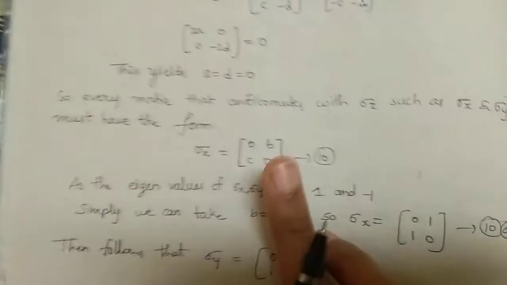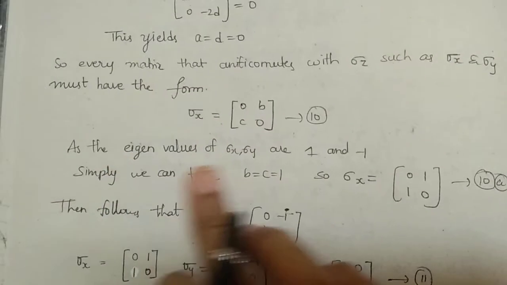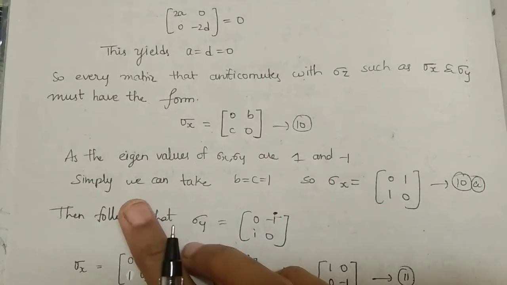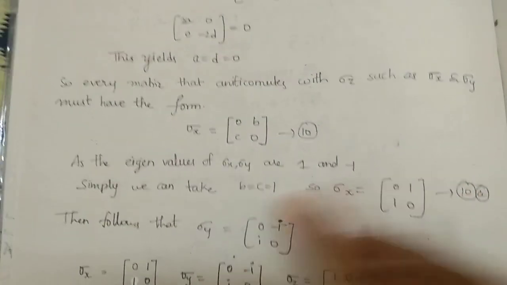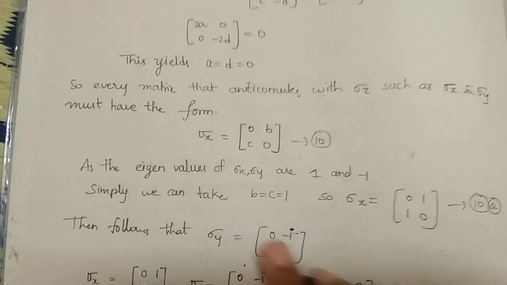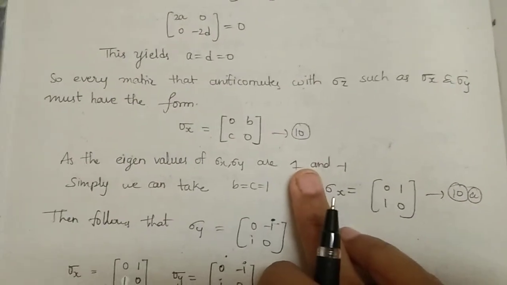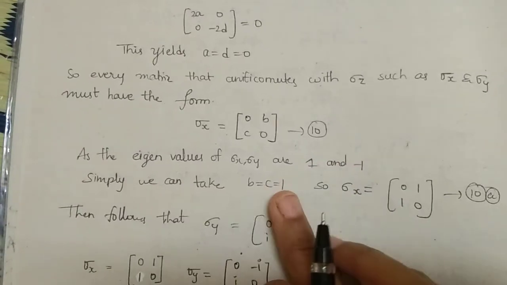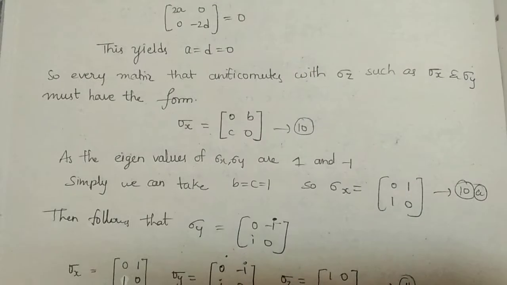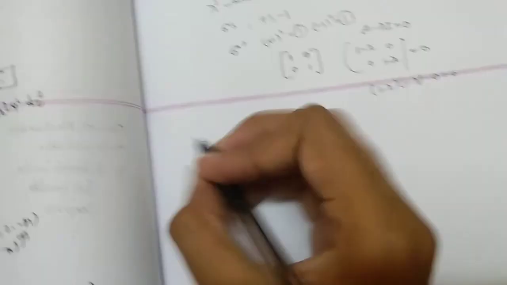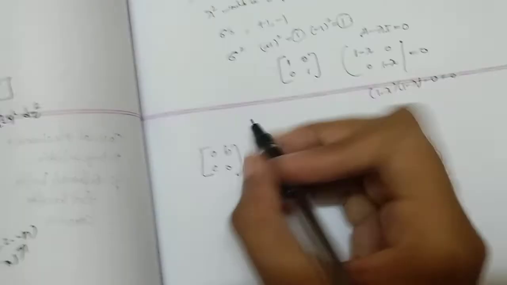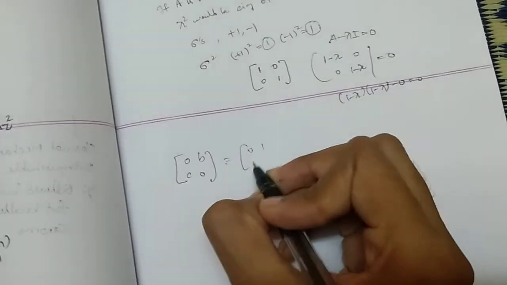So 0, B, C, 0 would be remaining. As the eigenvalues of sigma x and sigma y are plus 1 and minus 1, simply we can take B equals C equals 1. So eigenvalues must be plus 1 or minus 1, so BC equals 1. If we take BC equals 1, what will happen? Here BC must be equal to 1, that is 0, 1, 1, 0.